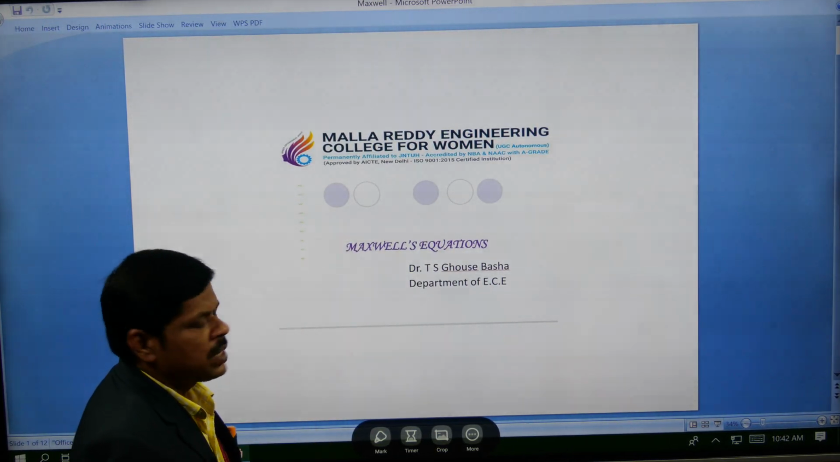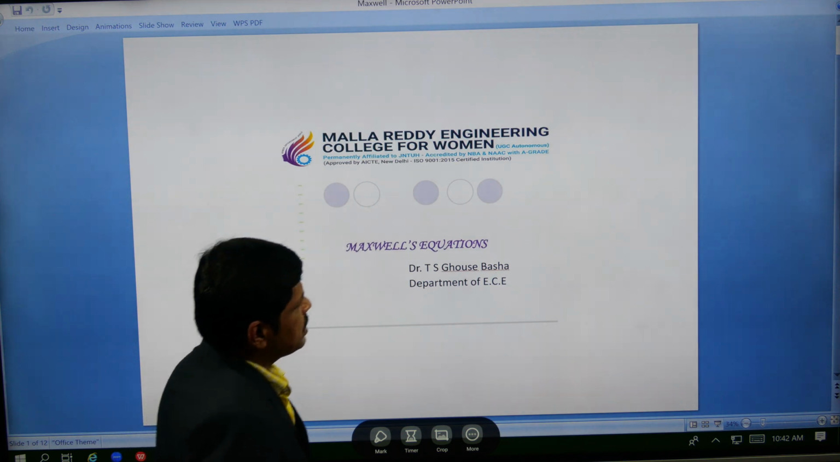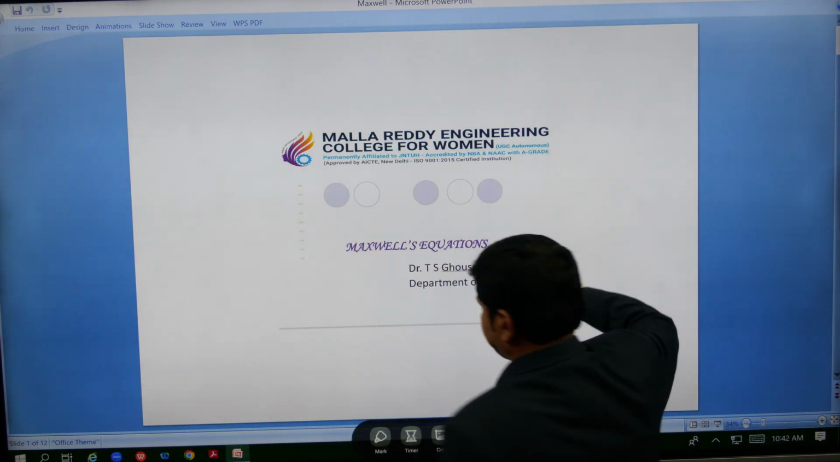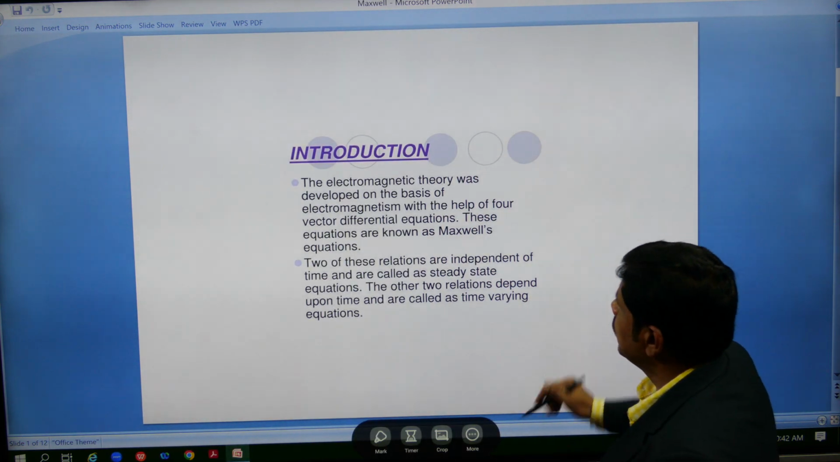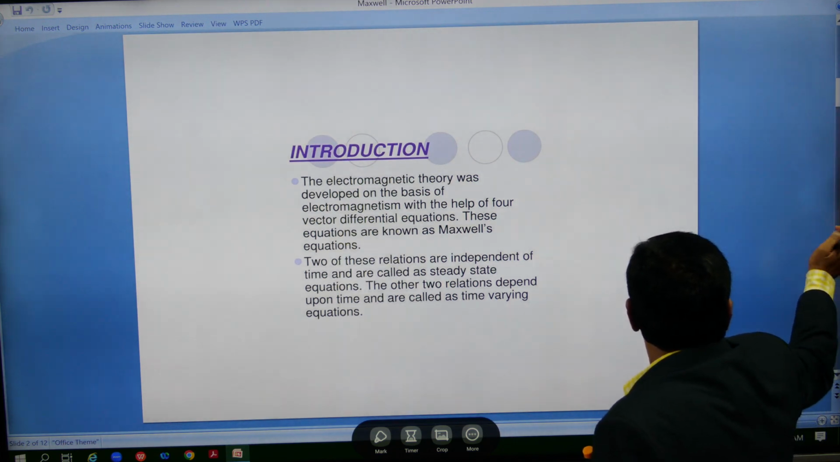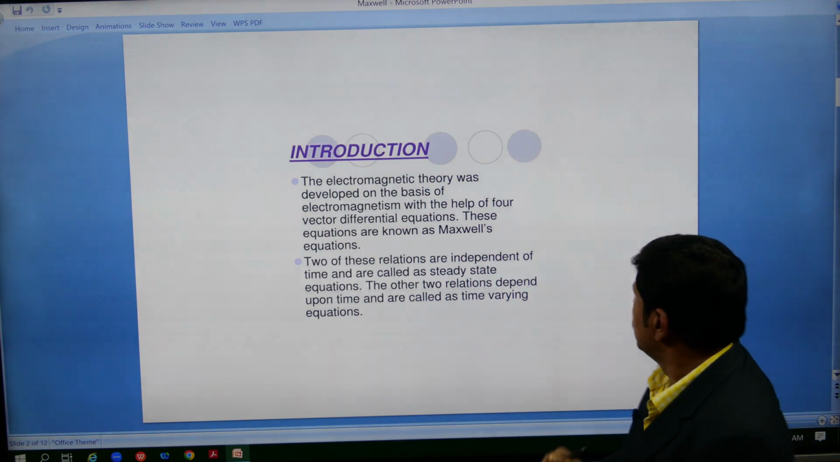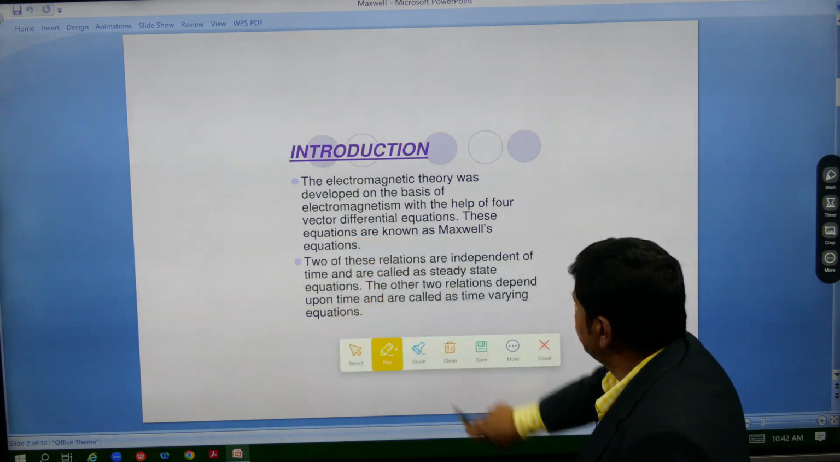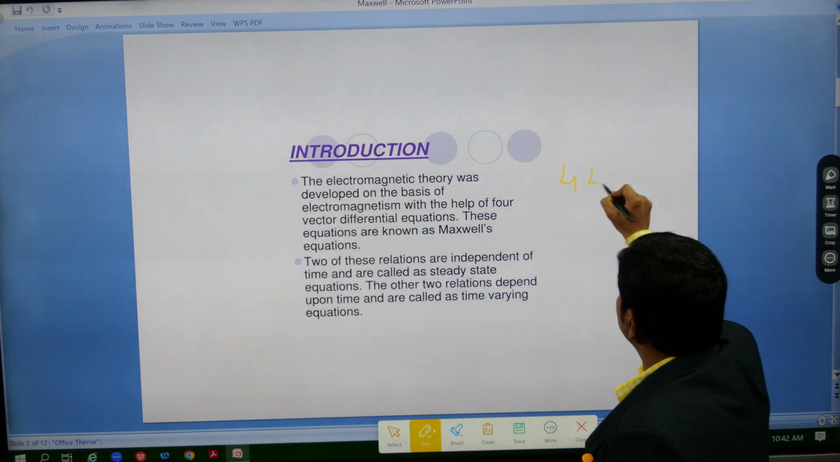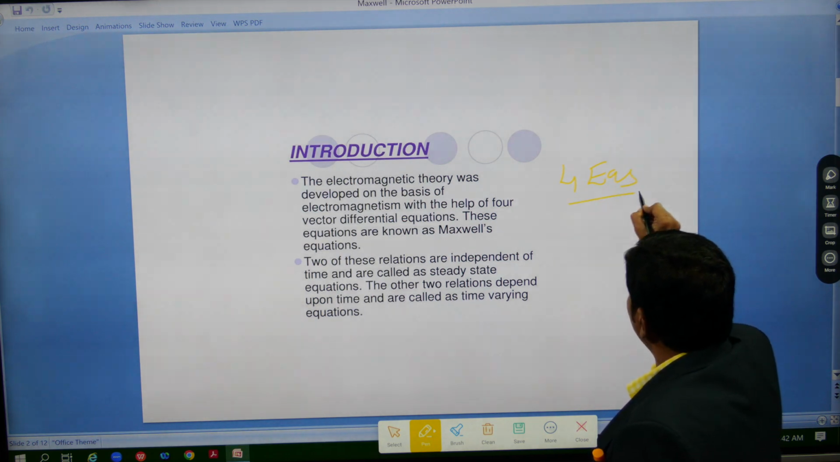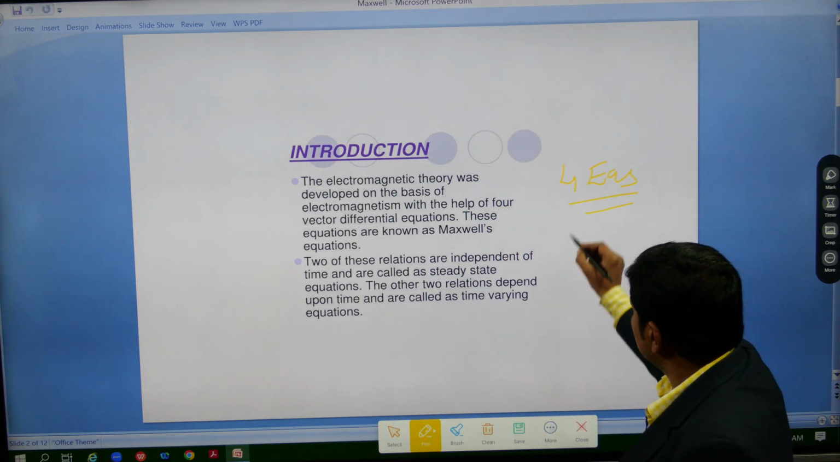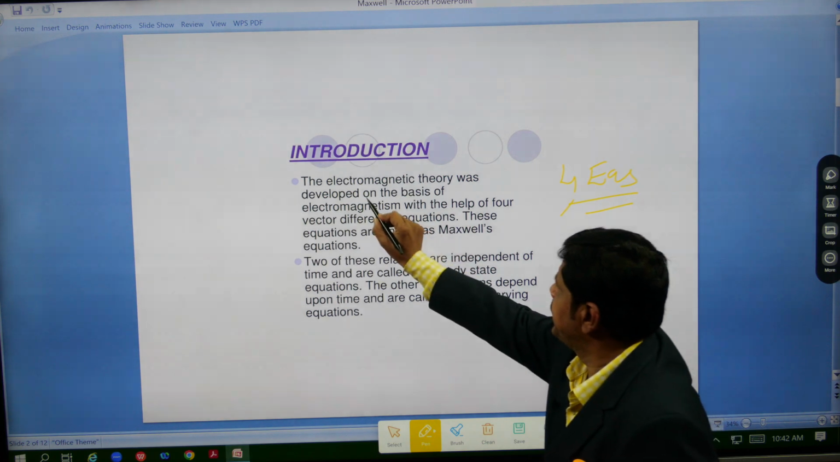Today we are going to discuss the Maxwell equations. Let us see what is the importance of Maxwell equations. Basically, the Maxwell equations are the basis for the electromagnetic theory. Maxwell has proposed four equations for us, and these four equations are the basis for the electromagnetic theory.